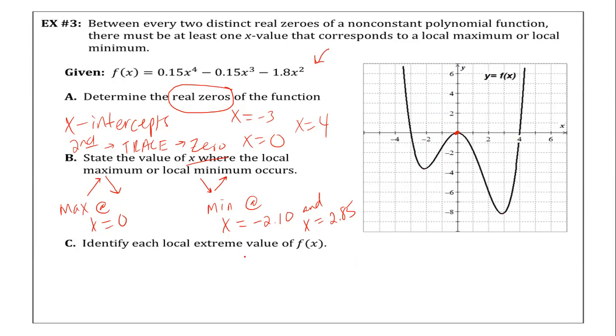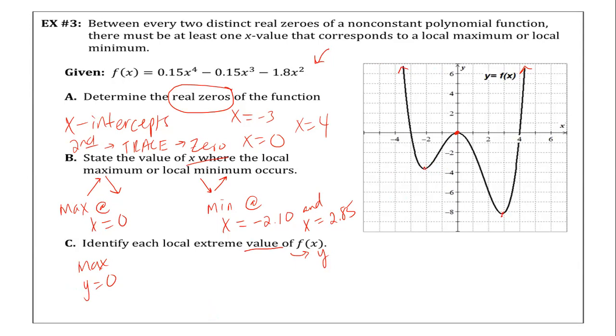Okay. When it says identify local value, value is referring to what? Your Y. So when I'm asking what is the value, I'm asking for the Y. So what is my local max value? 0. So for the max, the Y equals 0. That's my local max. Key thing: it's not my absolute, because clearly it goes on forever, right?